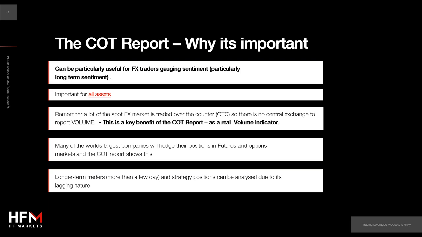I mean, this is a long-term report. In order for you to benefit from the report, you need to use the weekly updates from CFTC, not the monthly ones. The monthly ones are for long-term traders and strategy positions, which can be analyzed due to the long view that they have.